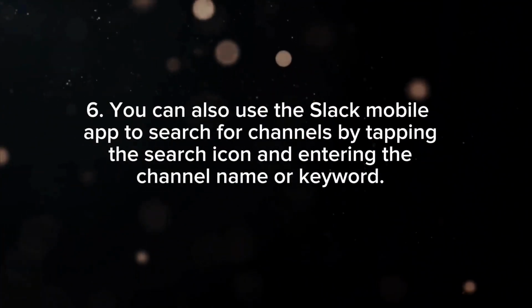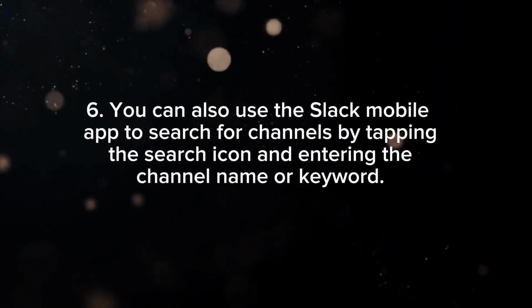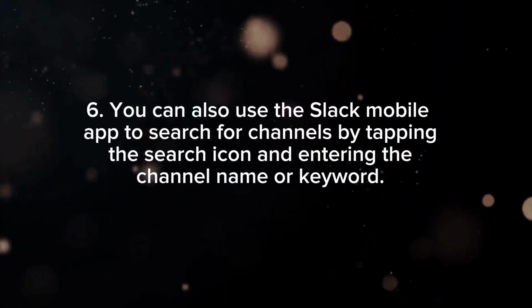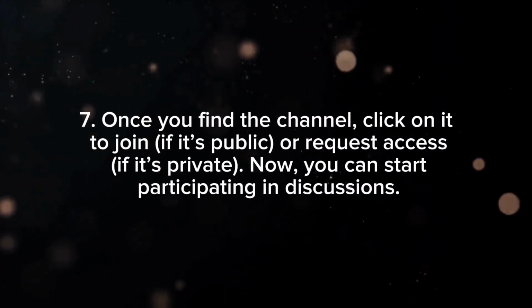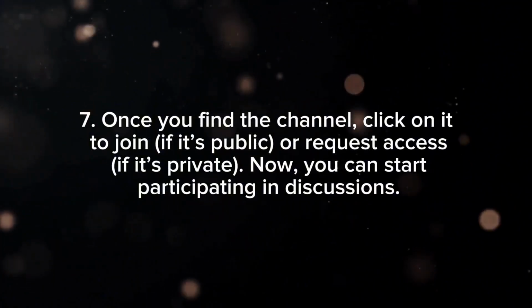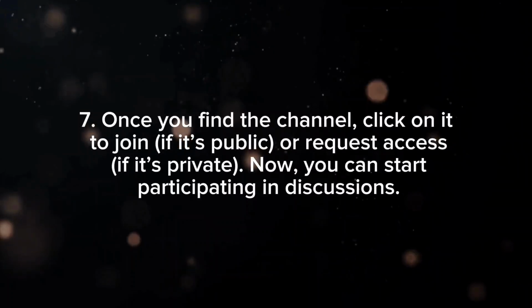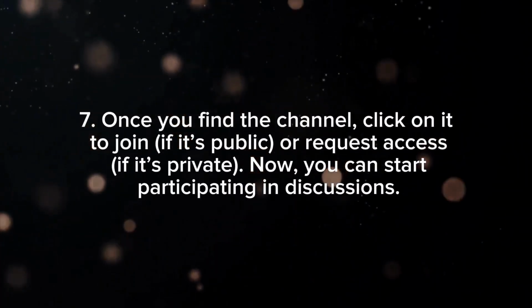6. You can also use the Slack mobile app to search for channels by tapping the search icon and entering the channel name or keyword. 7. Once you find the channel, click on it to join, if it's public, or request access, if it's private. Now, you can start participating in discussions.